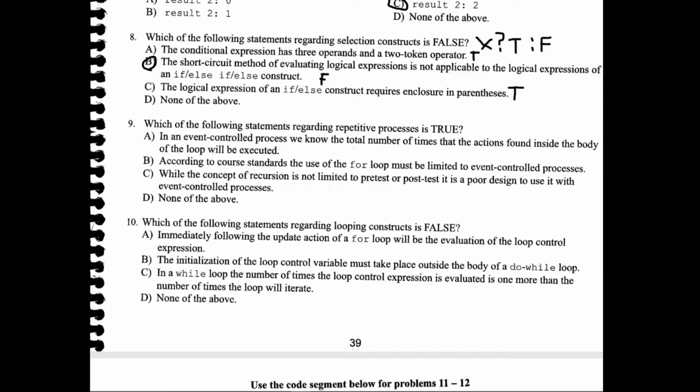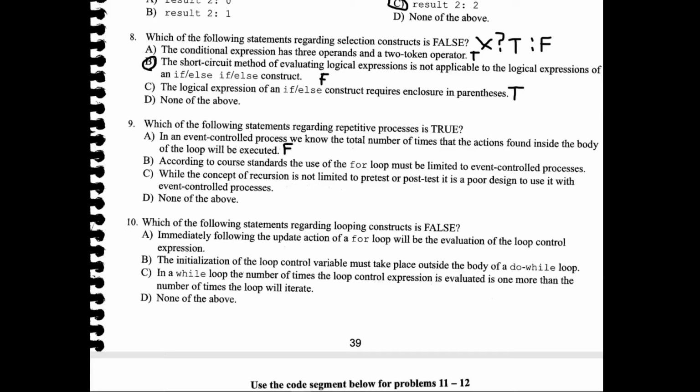Moving on to 9, which of the following statements regarding repetitive processes is true? A: In an event-controlled process, we know the total number of times that the actions found inside the body of the loop will be executed. Event-controlled process means that it's not controlled by a counter, it's controlled by an event, usually an I/O event or an event by the user, an external event. So by definition, event-controlled means you don't know the number of times that it's going to be executed. It's dependent on that event. So this is actually false.